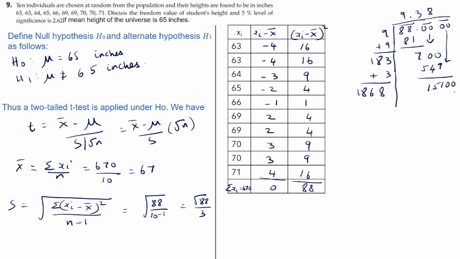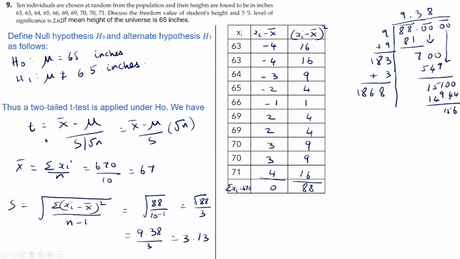So when we have 1868 into 8, and we subtract, we get 156. So root 88 is 9.38. So it is 9.38 divided by 3, or it is 3.13. So we got S as 3.13.